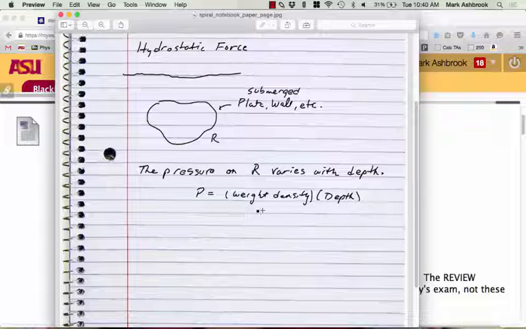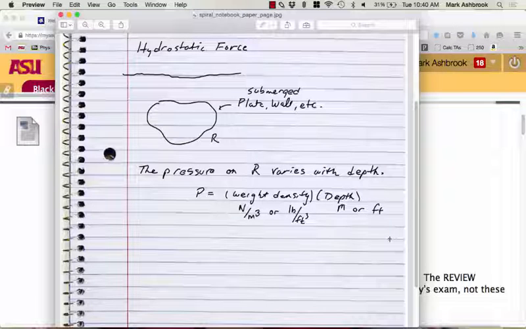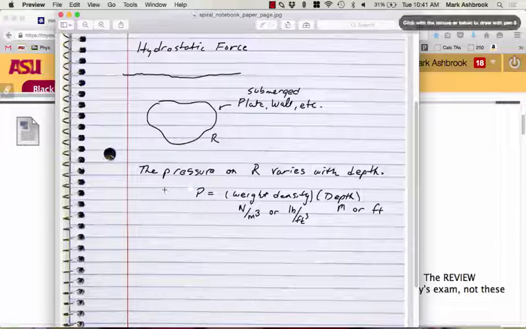So weight density would have units of newtons per meter cubed or pounds per foot cubed. And then depth would be units of meters or feet. So pressure and depth are directly proportional. Pressure is directly proportional to depth. That's right. Something like this.